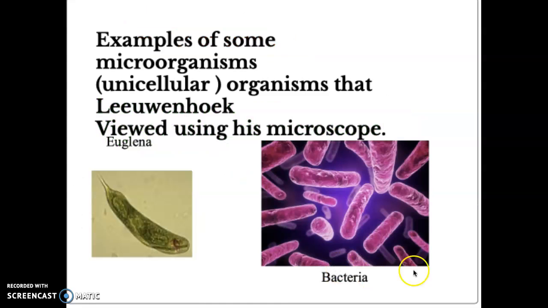So he was seeing little organisms like the one on the left, he was seeing tiny organisms like the one on the right, using that simple microscope. And he was able to see that there were different structures or different looks to these cells.